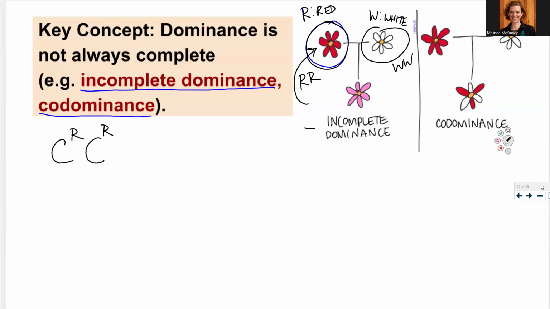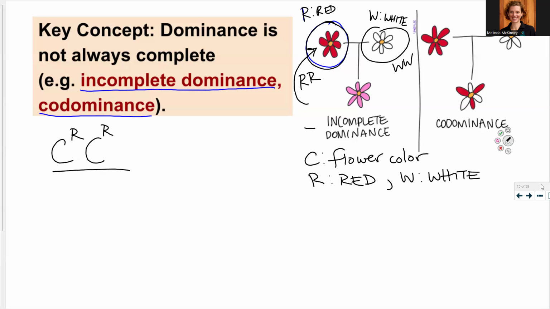In this case, C is flower color, so we're representing the gene. R is the red allele, and W is white. So the genotype of the red flower is C superscript capital R, C superscript capital R. That's the notation we're going to use. This is the red flower.